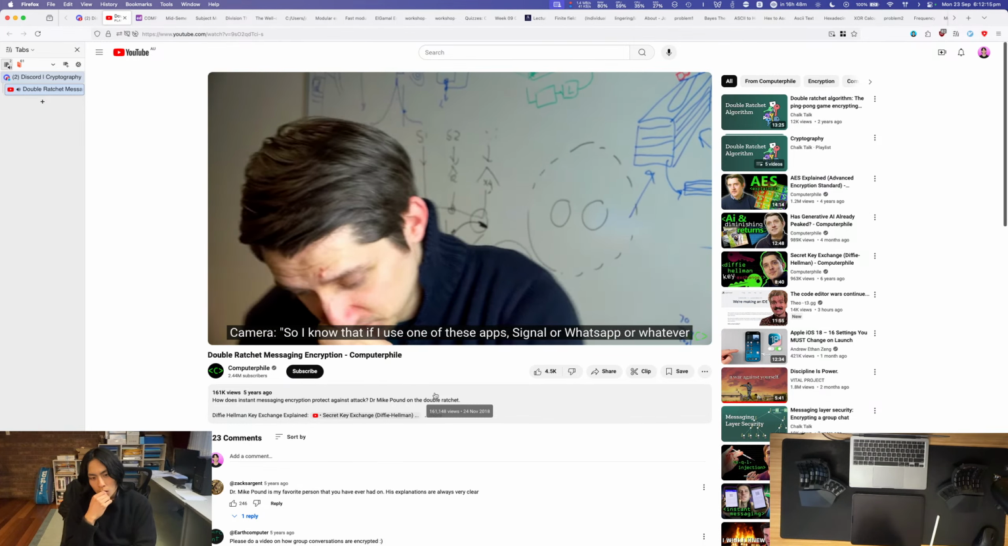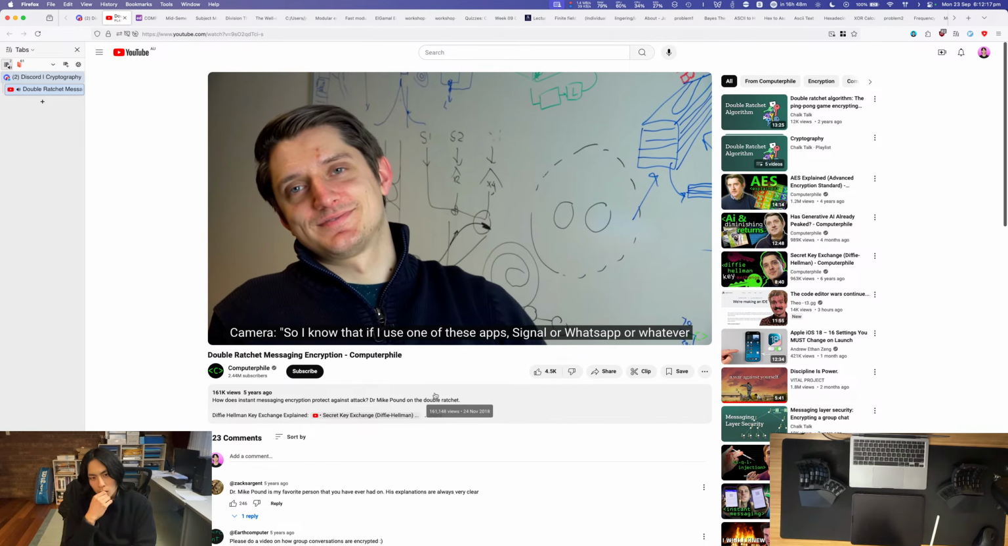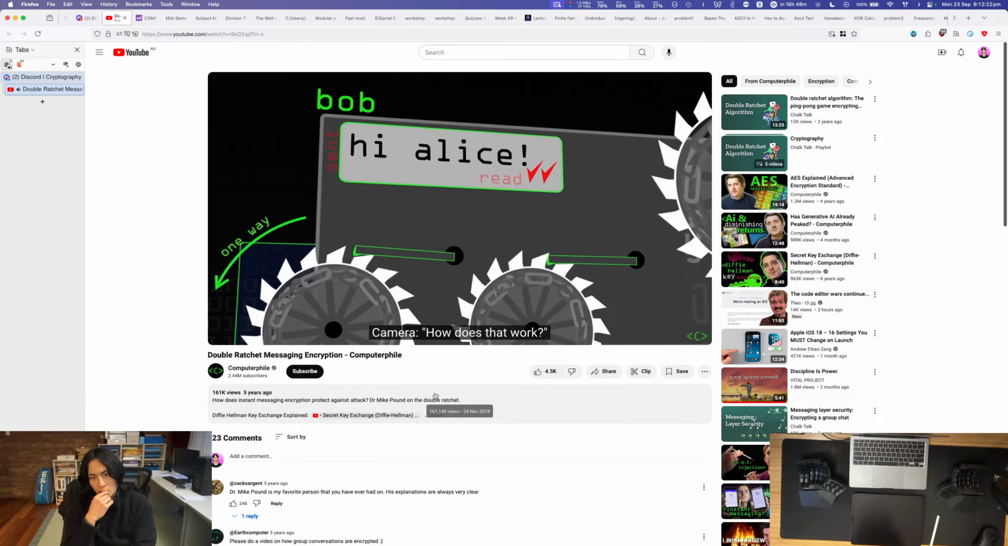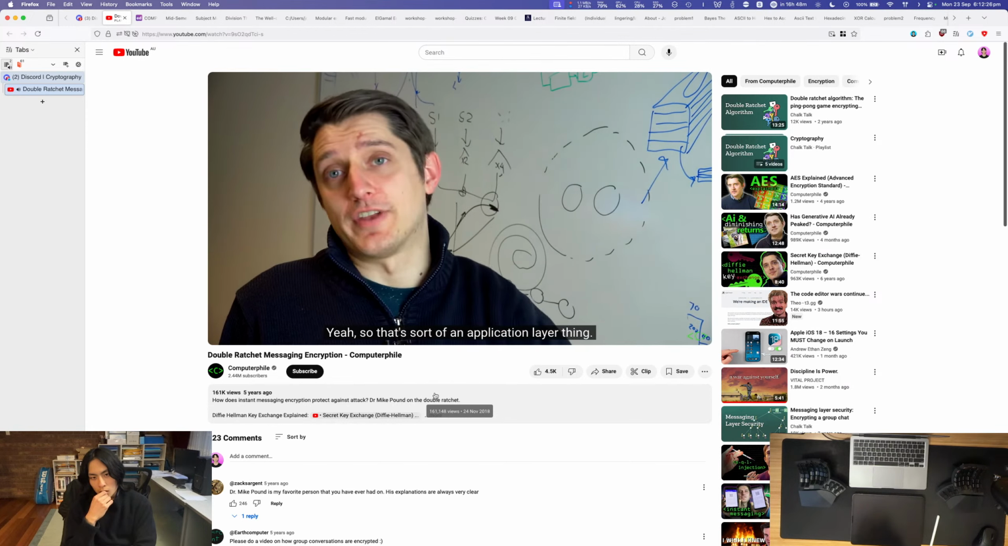So I know that if I use one of these apps, Signal or WhatsApp or whatever, you get these little ticks to see if something's delivered or if it's been read. How does that work with this? So if you text me, you can see that I've read it, but I've not bothered responding, right? Yeah, so that's sort of an application layer thing.